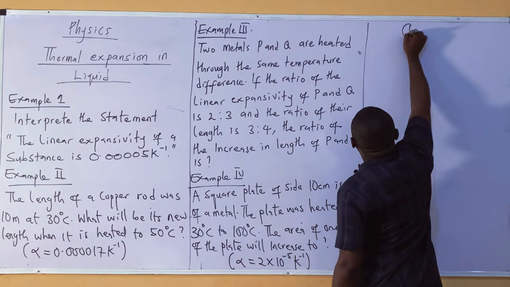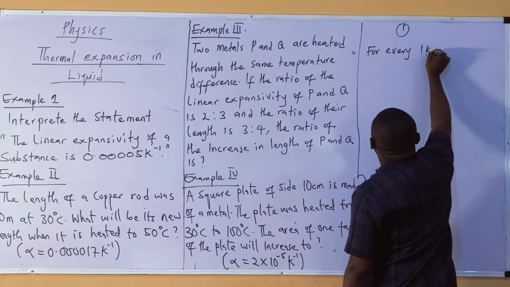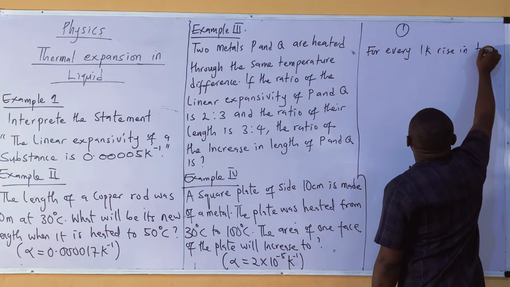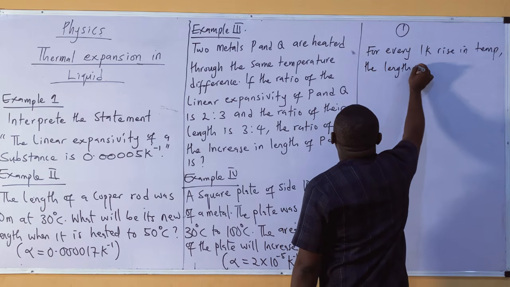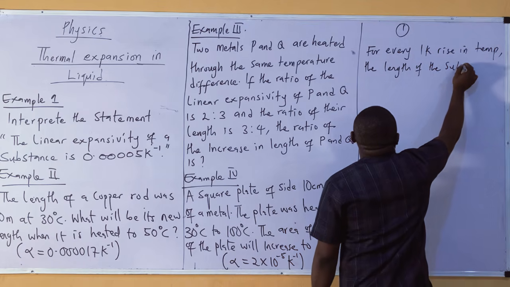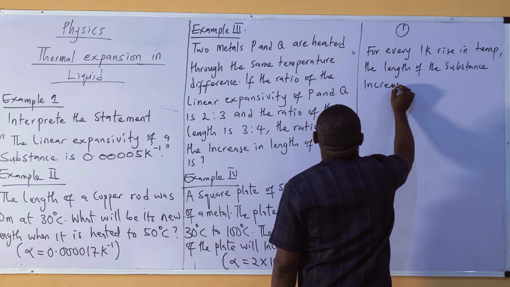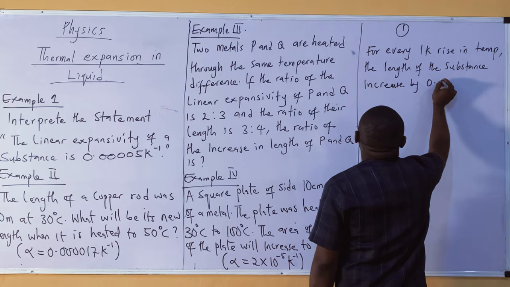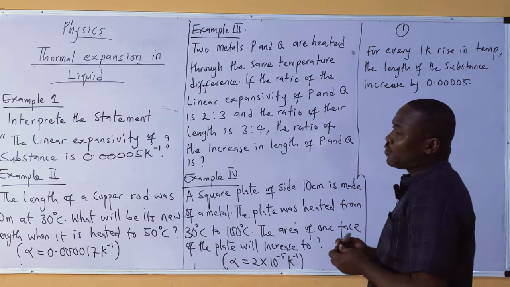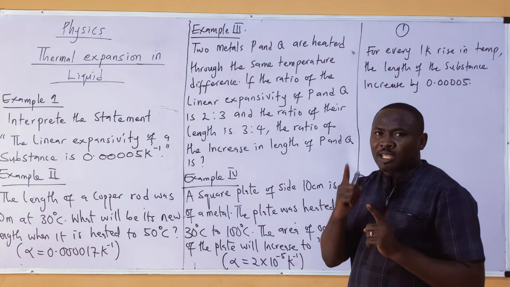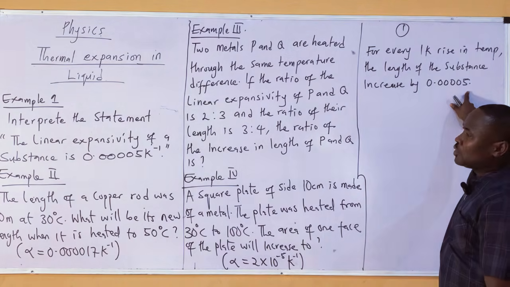I say it again. It means for every 1 Kelvin rise in temperature, the length of the substance increases by 0.00005. That's what it means. For every one rising Kelvin, that substance will increase by this fraction. Take note of that.